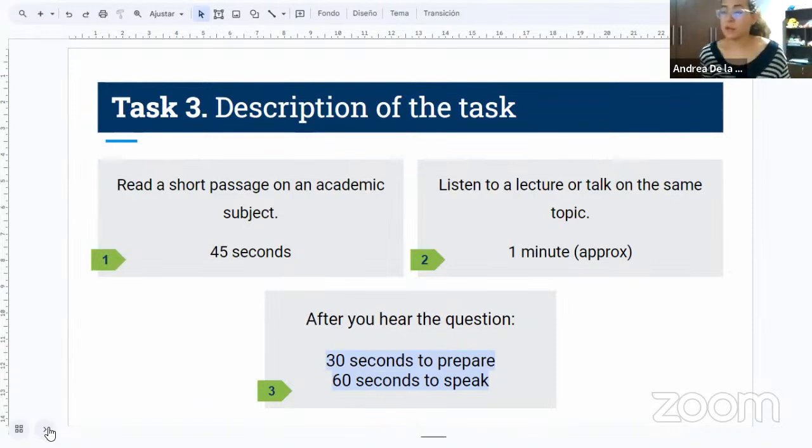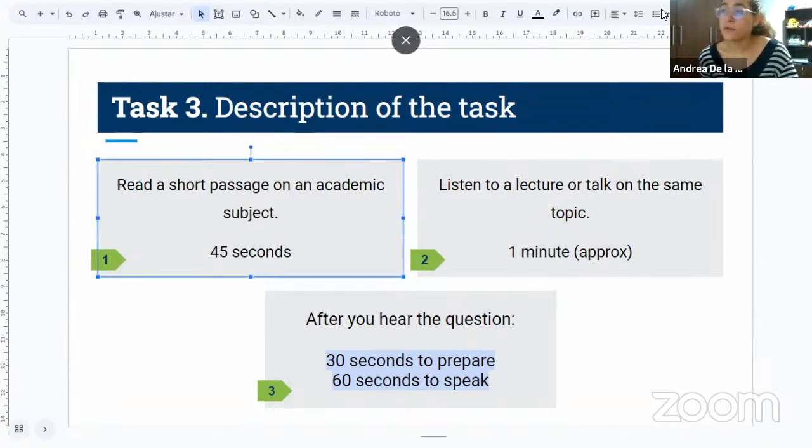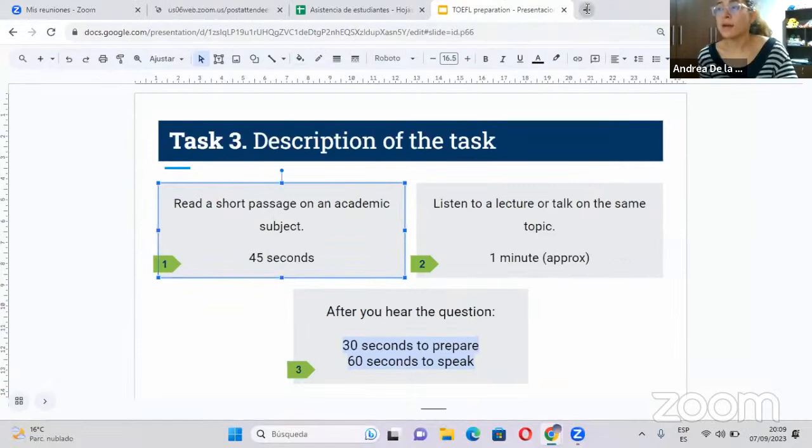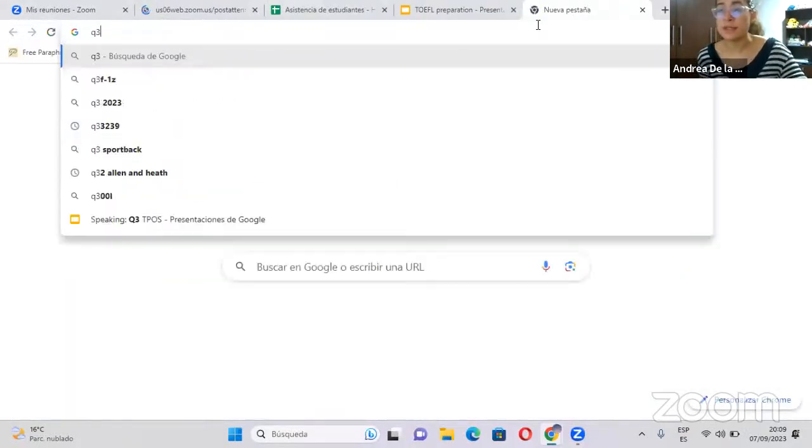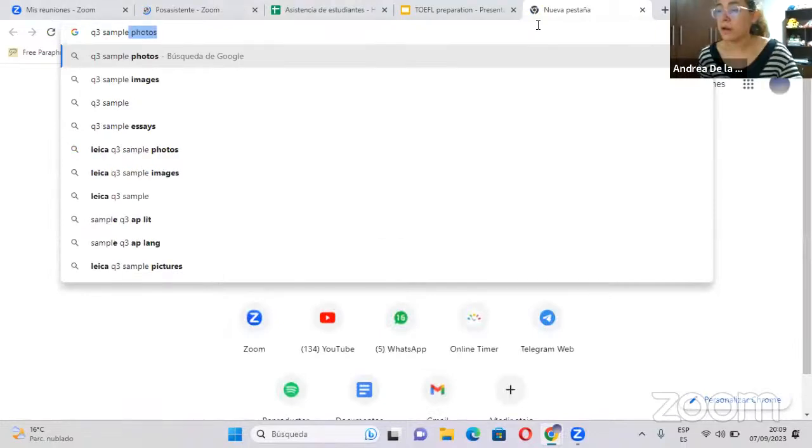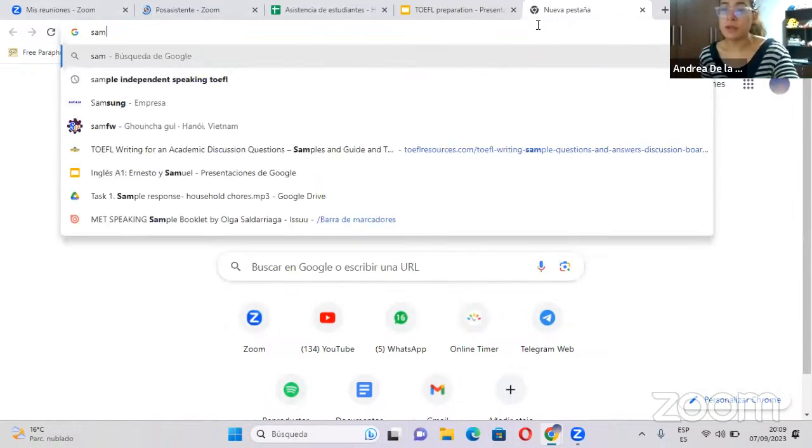And then you will have the question. You will be given the exact same amount of time to prepare and to speak as in question 2. So that is 30 seconds to prepare and 60 seconds to speak, or 1 minute to speak. Okay, guys? That is the format. We're going to watch a short video to show you guys exactly how this question will look like when you're taking the test. But do you have any questions so far? Is everything okay so far?